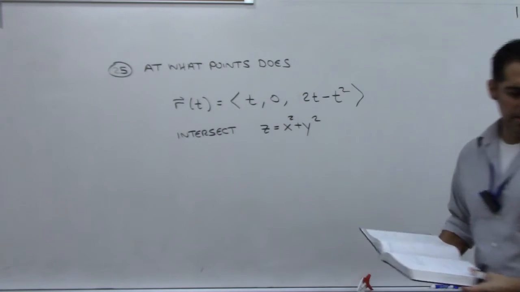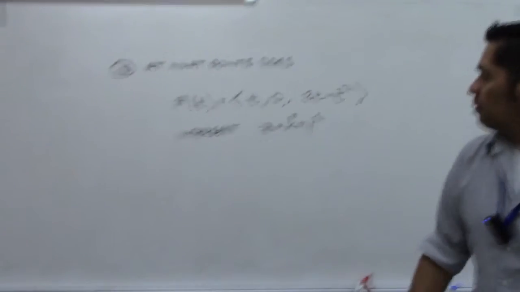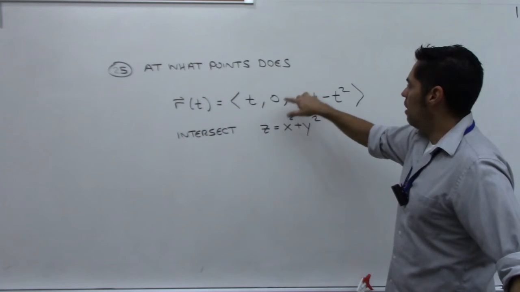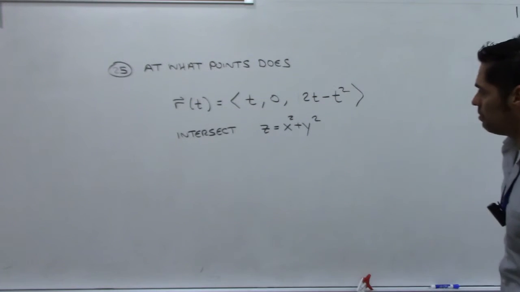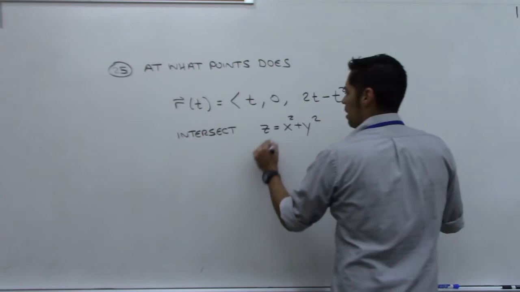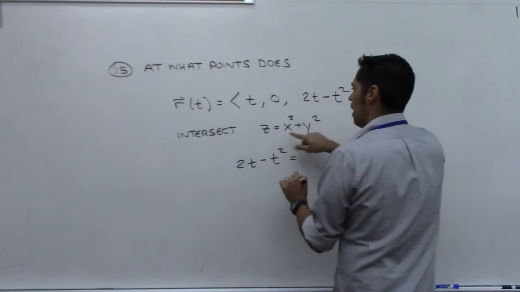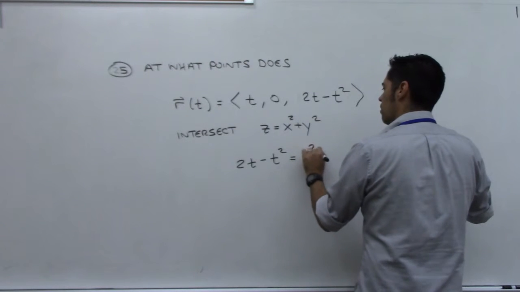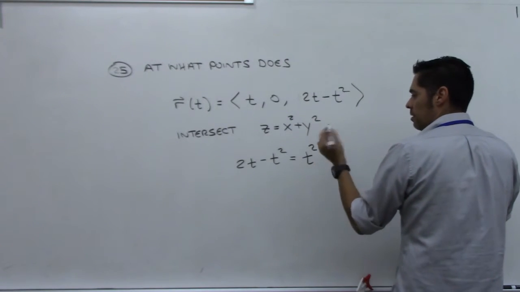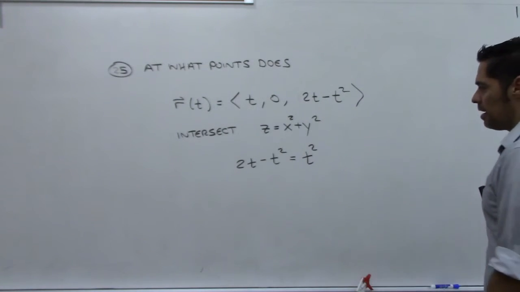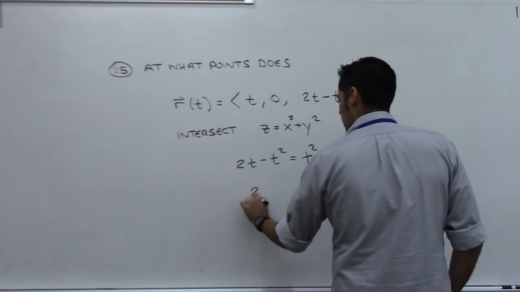So this is the same sort of story. I want to know for what values of t will I be able to satisfy this equation. So let me just replace everything here. Z is this, so 2t minus t squared must equal x squared, which is t squared plus y squared, but y is 0. So that's it. That's all you have to do is solve this equation.